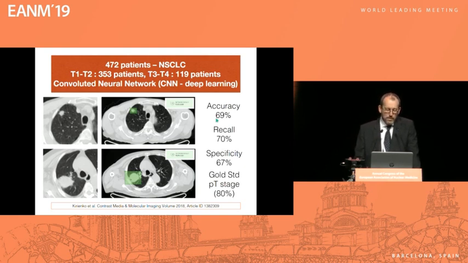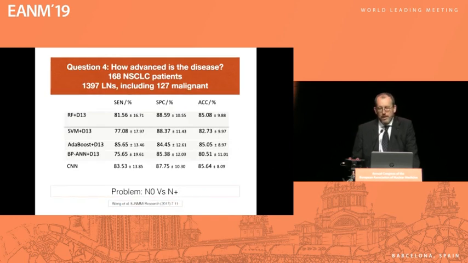And in this case, the algorithm was able to predict the T stage with an accuracy of 69%, a recall rate, that's a measure of the sensitivity, of 70%. And it's not that high, you may say, okay, it's not very good, but it's not that bad considering that we come from practically zero, and the gold standard was very, very strict, as the T stage that was considered as the gold standard was obtained at surgery in 80% of the cases. So again, very encouraging.